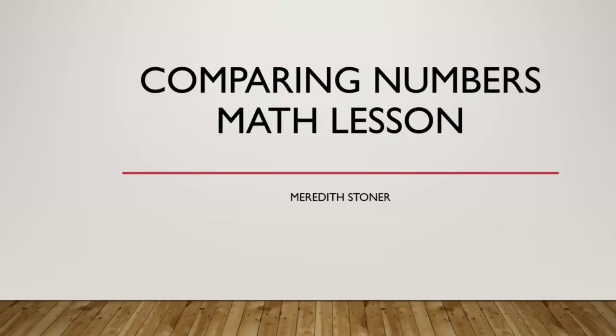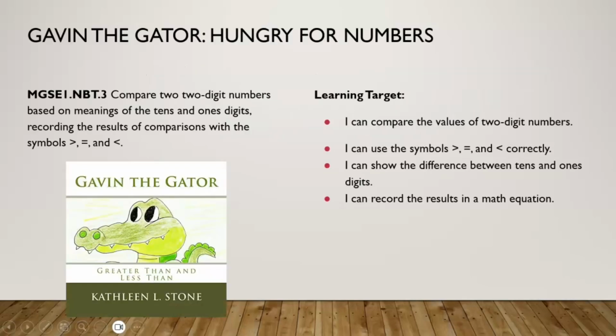My name is Miss Stoner, and today we're going to do a comparing numbers math lesson. In our lesson, we're going to use Gavin the Gator, Greater Than and Less Than by Kathleen L. Stone, to help us understand this first grade standard. This standard asks students to compare two two-digit numbers based on meanings of the tens and ones digits, recording the results of comparisons with the symbols greater than, equal to, and less than.